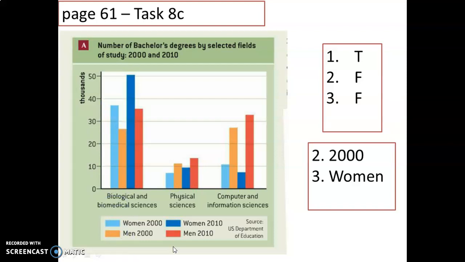The fourth one is also false because it's the number of men who is around 13,000. The women are about 9,000. Okay? Yes.